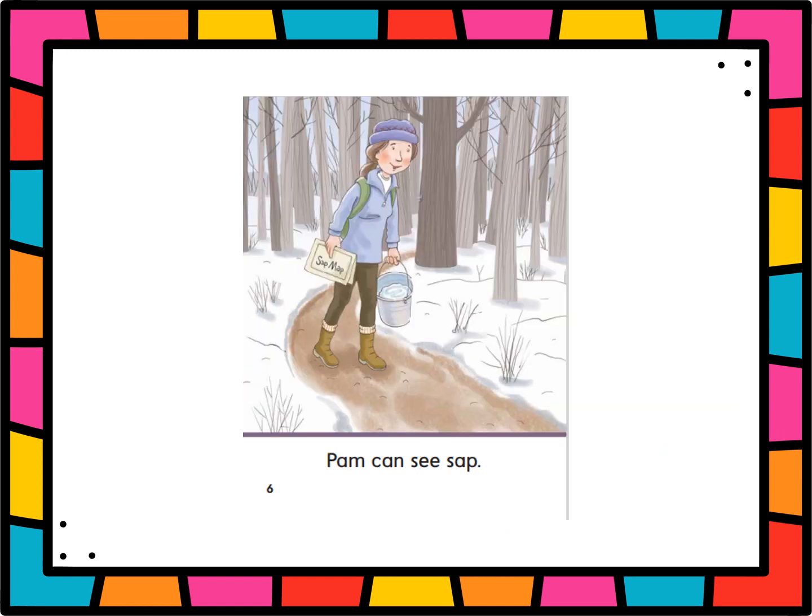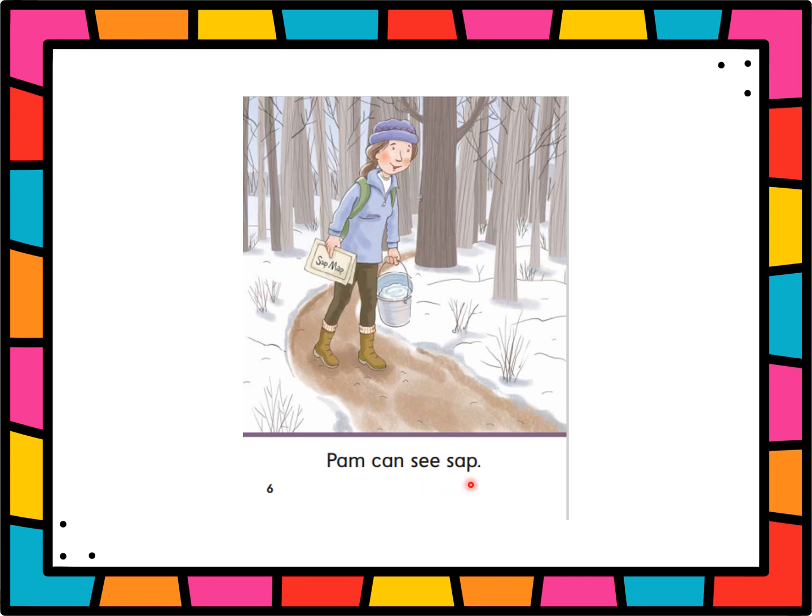Let's look at this illustration. I see Pam, and she's on the path, and she took that pail or bucket of sap with her. I wonder if she'll take it home to make maple syrup. Let's read together. Ready? Pam can see sap.